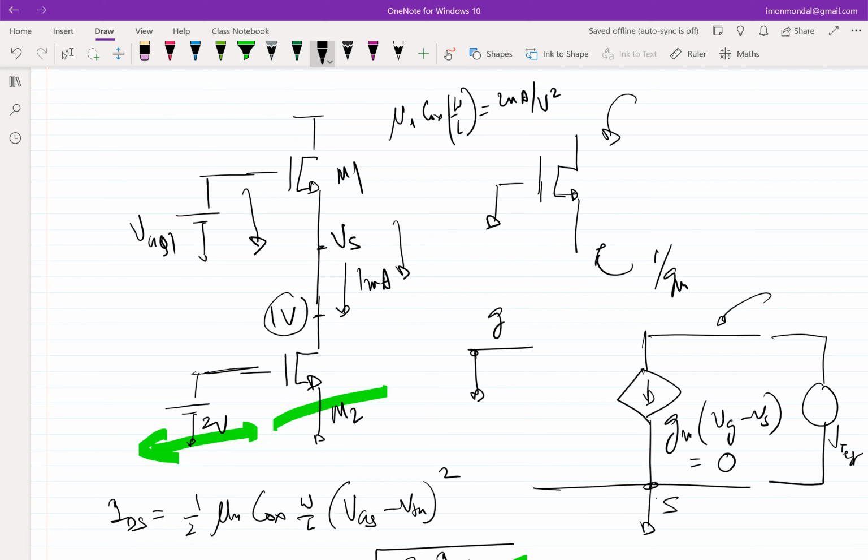How much VGS do I need for M1? 2 volts, right? Which means this has to be 3 volts at least. Anything lower than 3 volt, you're in trouble.